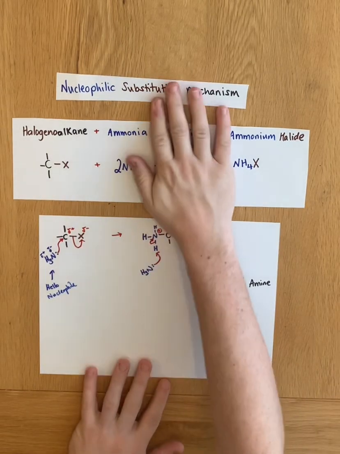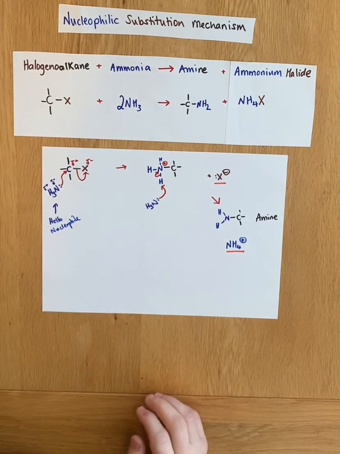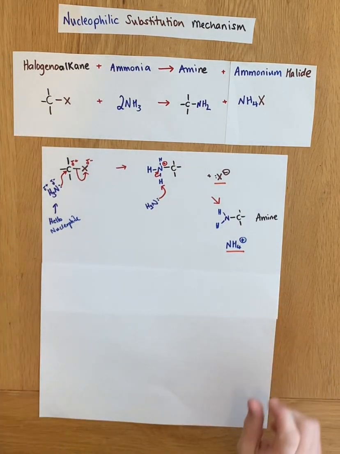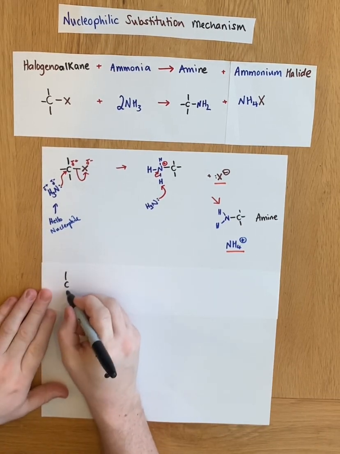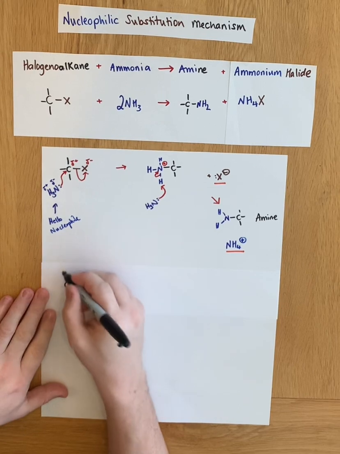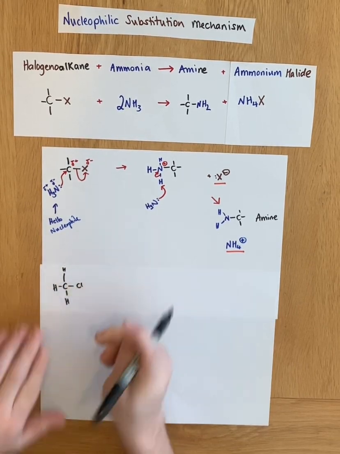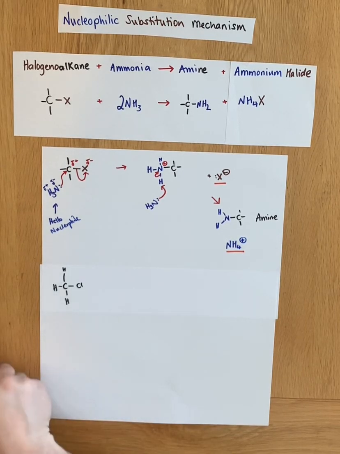If I do one example, I don't think I've got enough space there. So I'll do one example with chloromethane. Why not? Let's do chloromethane. So here is chloromethane. Here is my ammonia.